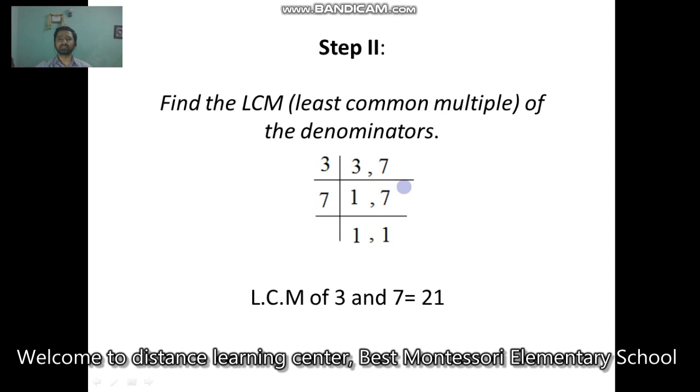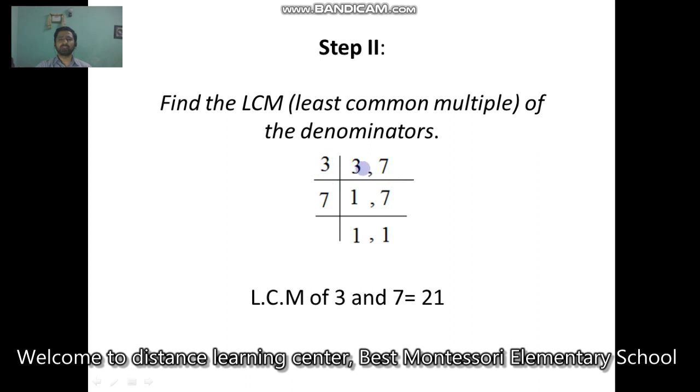Moving on to the second step, after identifying the two denominators 3 and 7, we find the LCM, that is the least common multiple. Here I'm using one of the methods to find the LCM of 3 and 7, the prime factorization method. That means we divide by prime numbers first. There is no 2, so no need to divide by 2. Now starting from 3, 3 ones are 3. Since 7 is not divisible by 3, we copy 7 as it is.